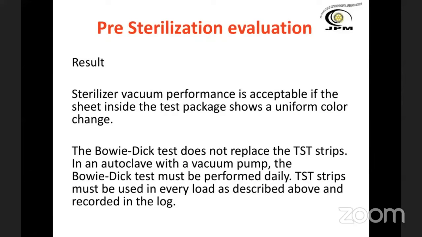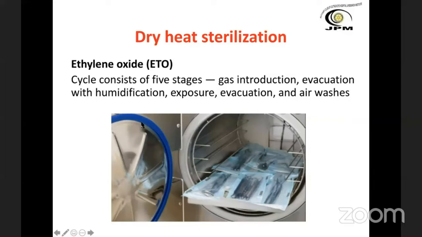The pre-sterilization evaluation, sterilization vacuum performance is acceptable if it sits inside the test package with uniform color. And on the surface also, it has to be red. ETO is now the most commonly used sterilizer for most of the operation theaters. It consists of 5 cycles: gas introduction, evacuation with humidification, exposure, evacuation of the instruments, and air washes.